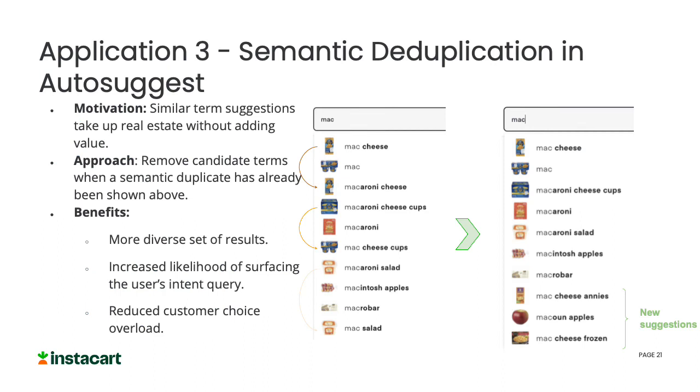Another application we use the embedding model for is semantic deduplication in auto-suggest. Similar term suggestions take up real estate without adding value, so we will remove the candidate terms when a semantic duplicate has already been shown above. By applying this, we can gain a more diverse set of search results, and we can increase the likelihood of surfacing the user's intended query. And also, we will reduce the customer choice overload.